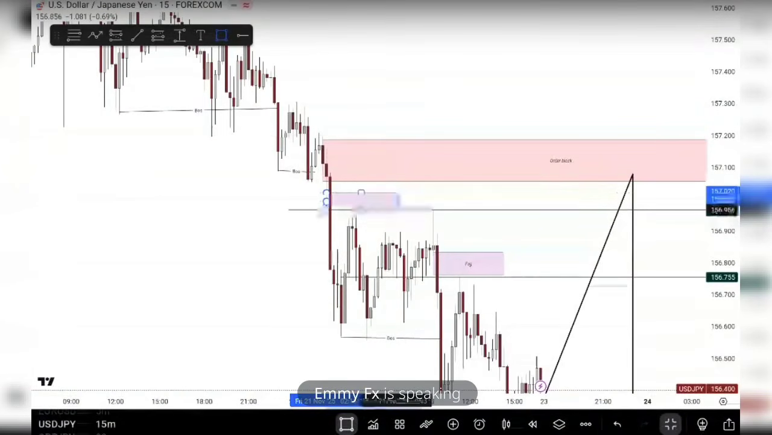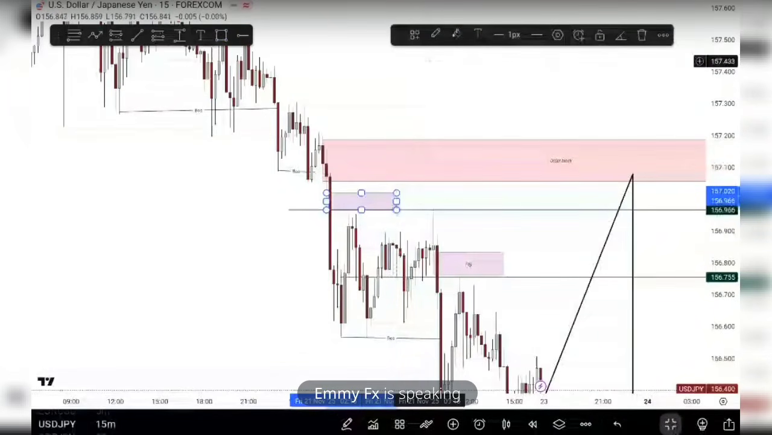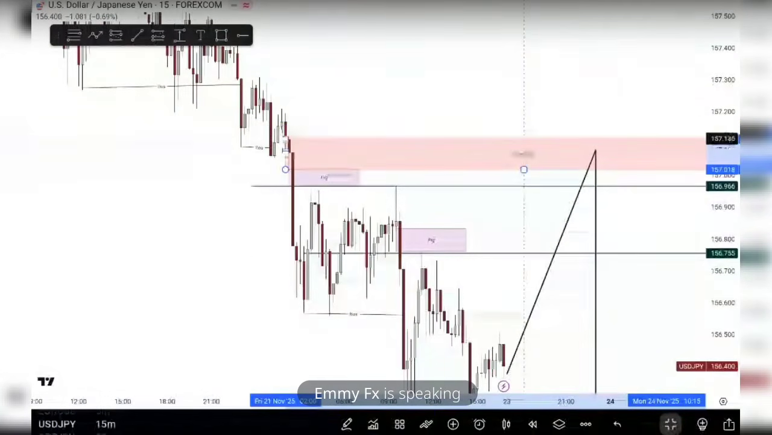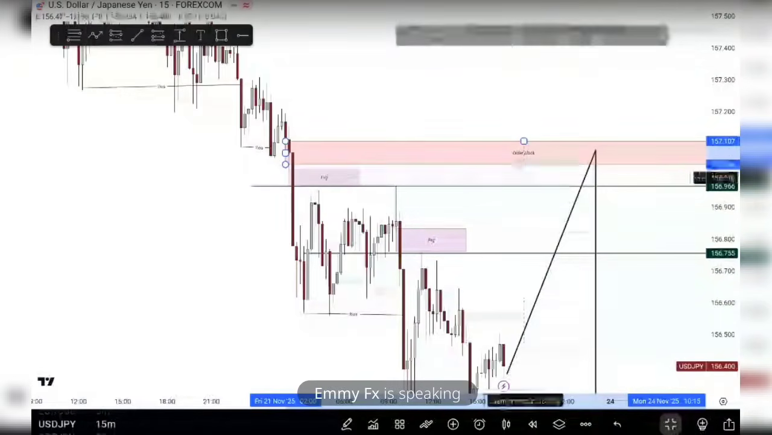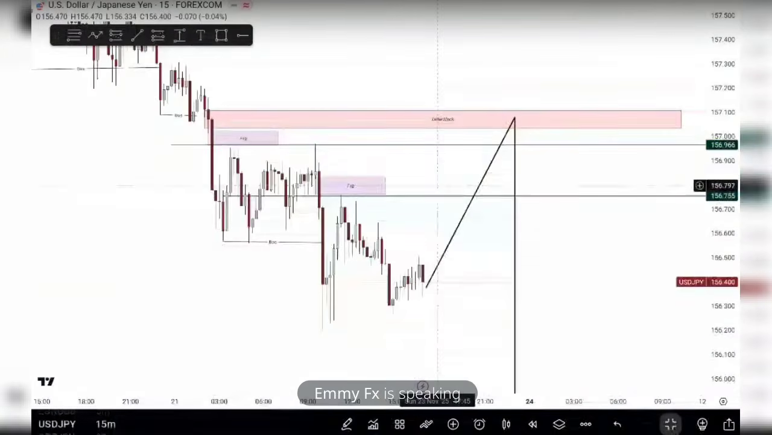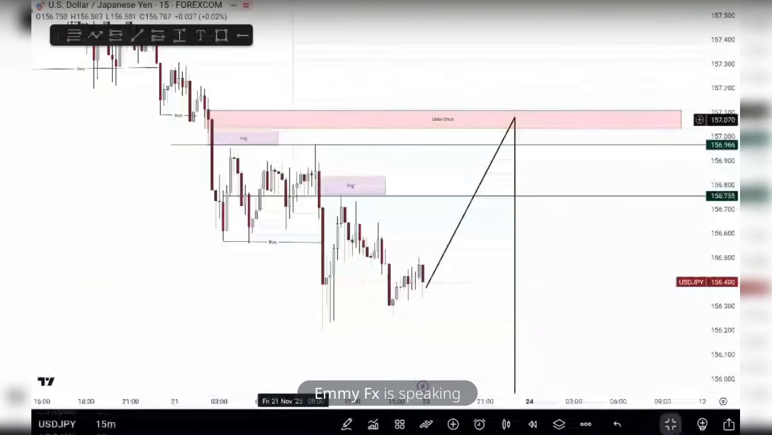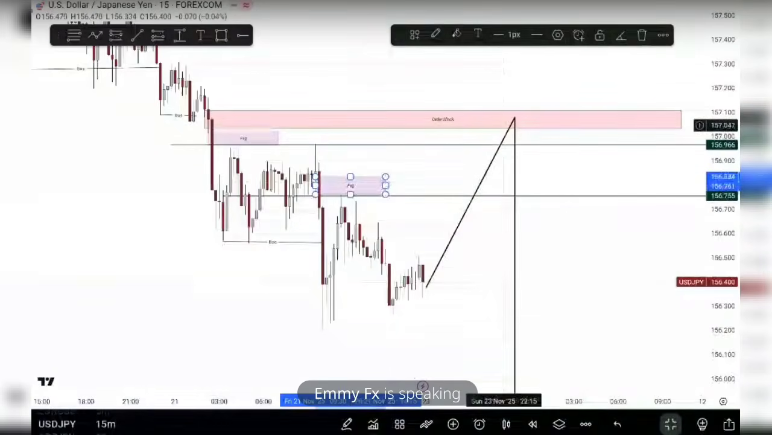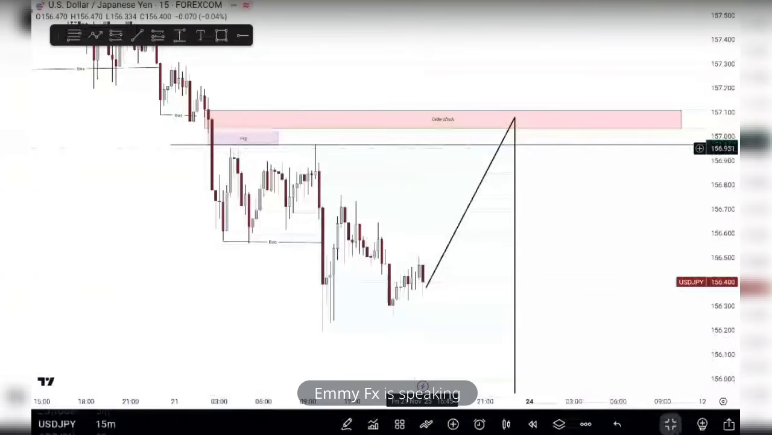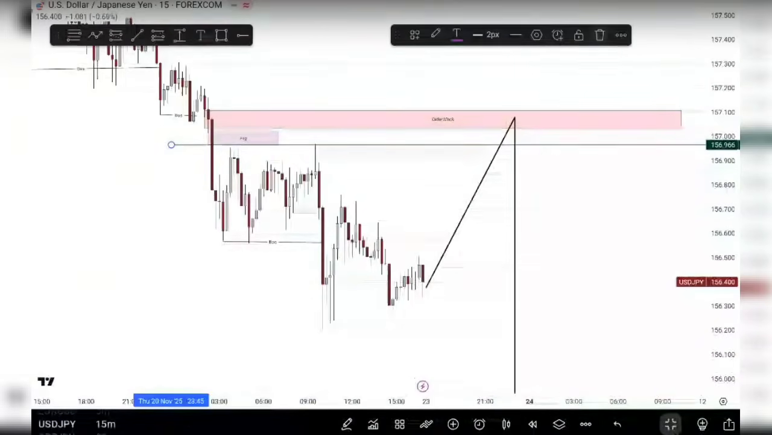We also have a little FVG at this point. So this is our order block. We are not going to sell from this OB; we are going to sell from this OB and move the market to the downside. So I'm going to call out the sell coordinates on USD JPY.